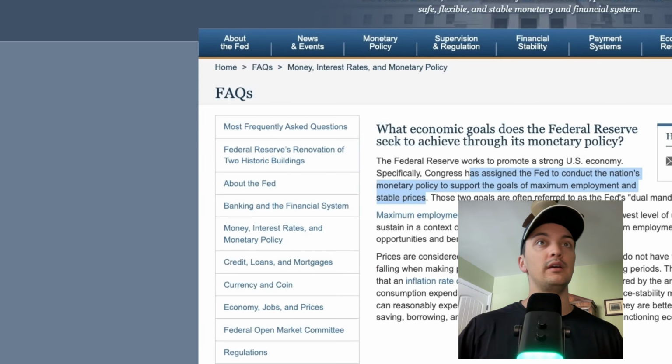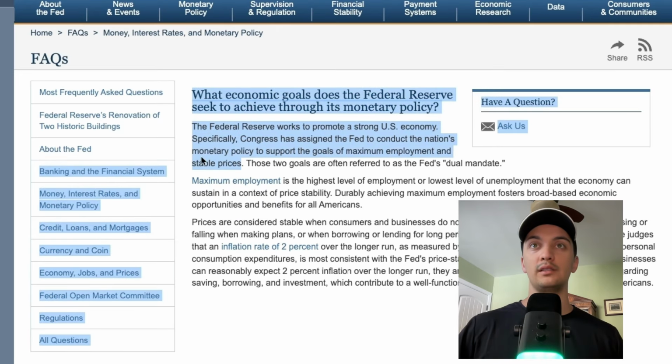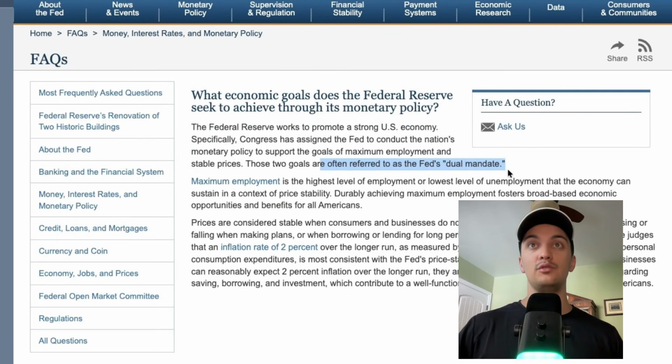So if you go to the Fed website, Congress has assigned the Fed to conduct the nation's monetary policy, and their goals are maximum employment and stable prices. These are what's known as the Fed's dual mandate.